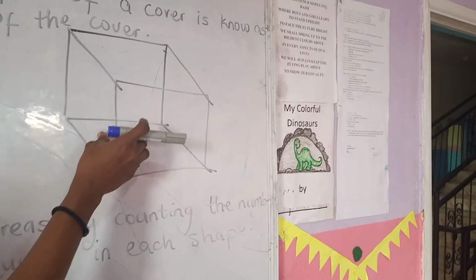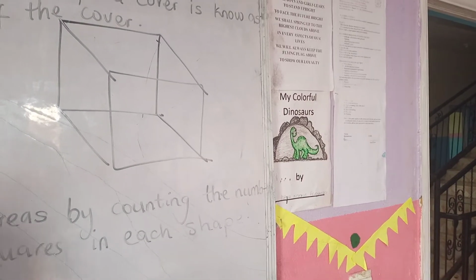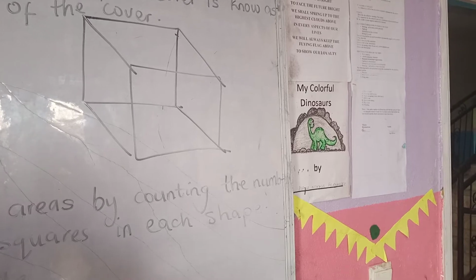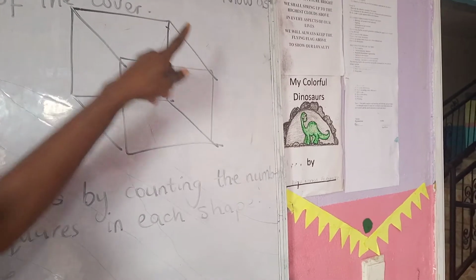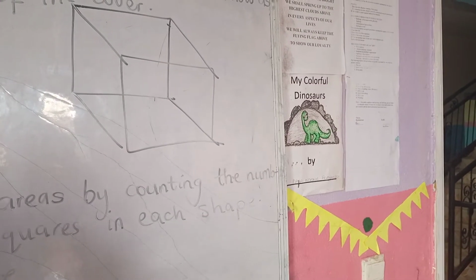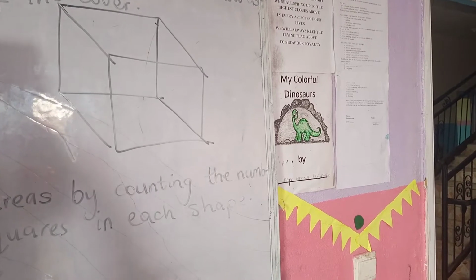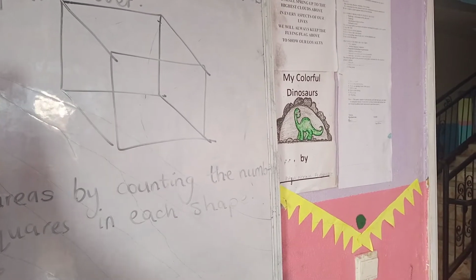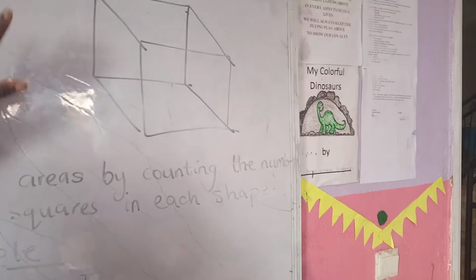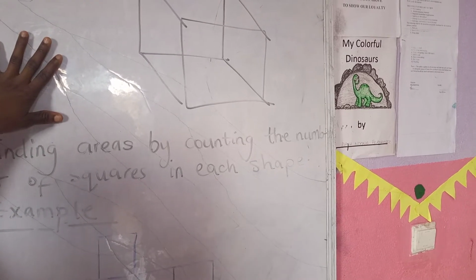Look at this box. The face of this box is what? Is the area of the box. That is why they said area is the surface of a cover. Or you said the surface of a cover is known as the area of the cover. The surface of this textbook is known as what? The area of this textbook. The surface of this board, it means the face, the front page of this board is known as what? Is known as area of the board.